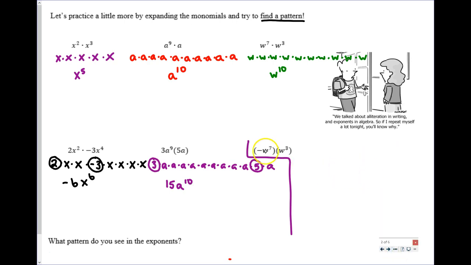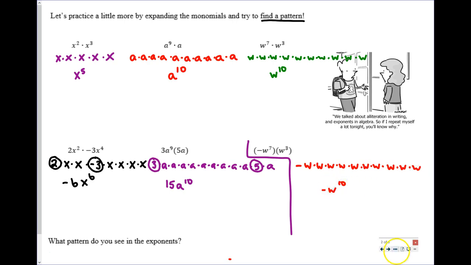The last one, -w to the 7, the negative's just hanging out. The negative is not attached to the w, it's attached to the w to the 7th. So we're going to leave the negative out, write down 7 w's, 5, 6, 7, and then w to the 3 more, which is going to give me -w to the 10th.